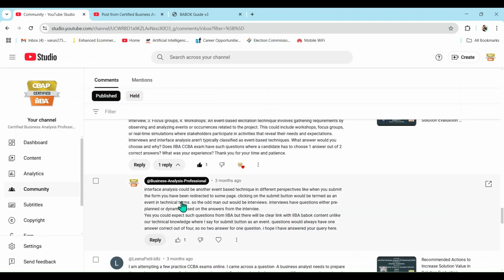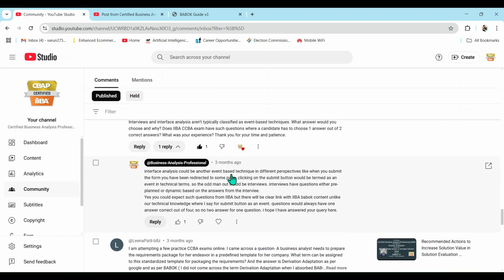So what I wrote here is interface analysis could be another event-based technique in a different perspective. Like when you submit the form, you are redirected to some page. Clicking on the submit button would be termed as an event in technical terms. So if you are a developer, you might understand this. Like when you click on submit, this is an action button.